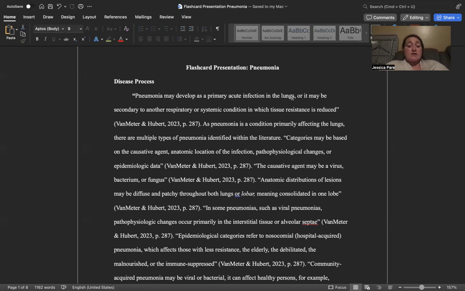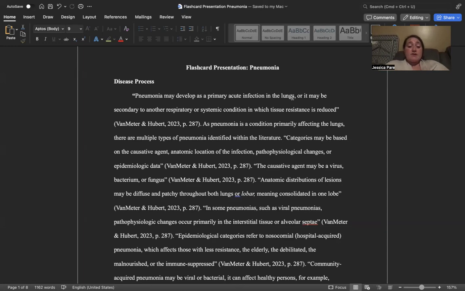As pneumonia is a condition primarily affecting the lungs, there are multiple types of pneumonia identified within the literature. Categories may be based on the causative agent, anatomic location of the infection, pathophysiological changes, or epidemiologic data. The causative agent may be a virus, bacterium, or fungus. Anatomic distributions of lesions may be diffuse and patchy throughout both lungs, or lobar, meaning consolidated to one lobe.